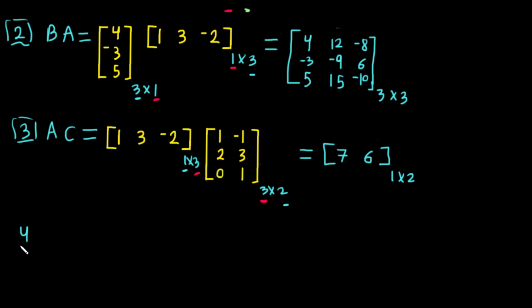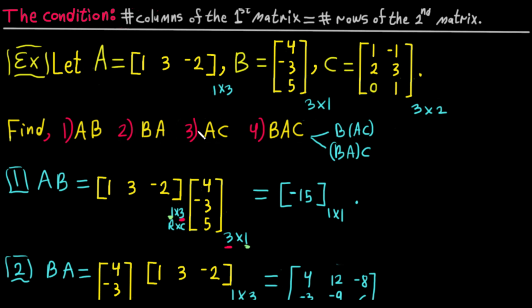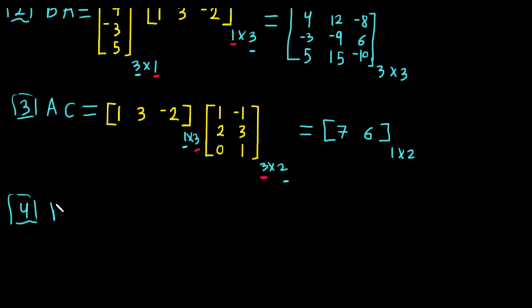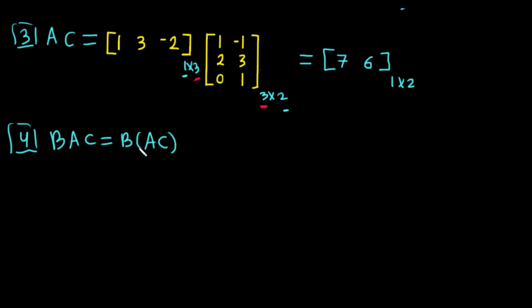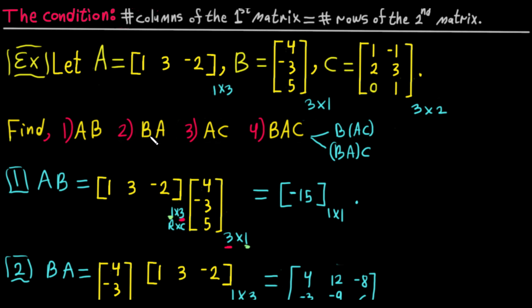Now we'll do the fourth question, which is here. BAC. First we will do it this way. So BAC equals B multiplied by AC. AC is from here, AC, which is 7, 6. Now I will write B first, which is from here.